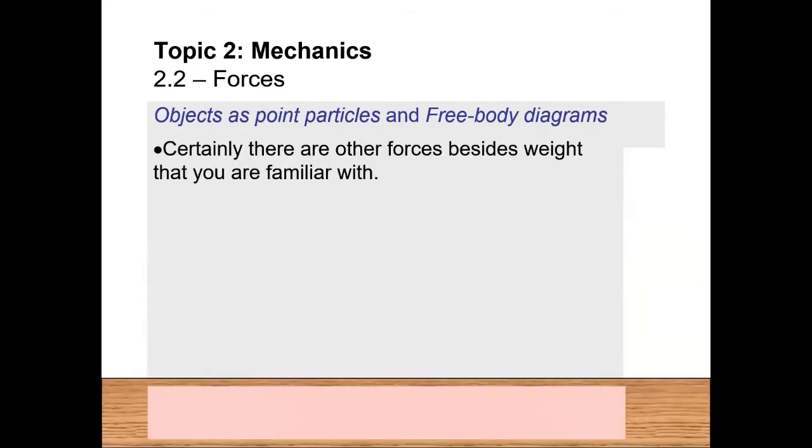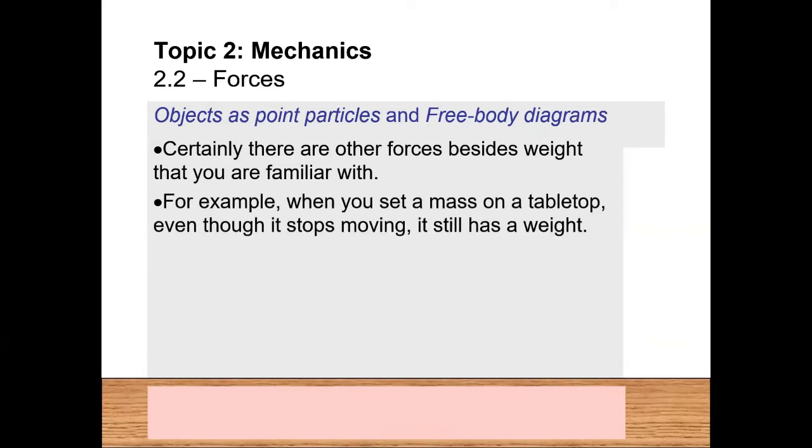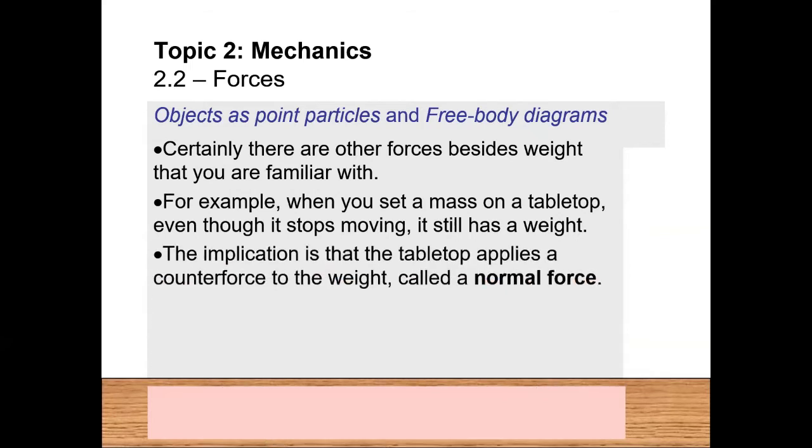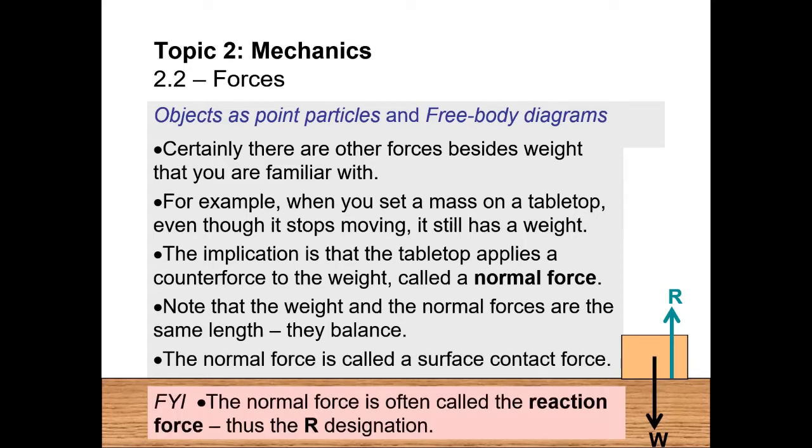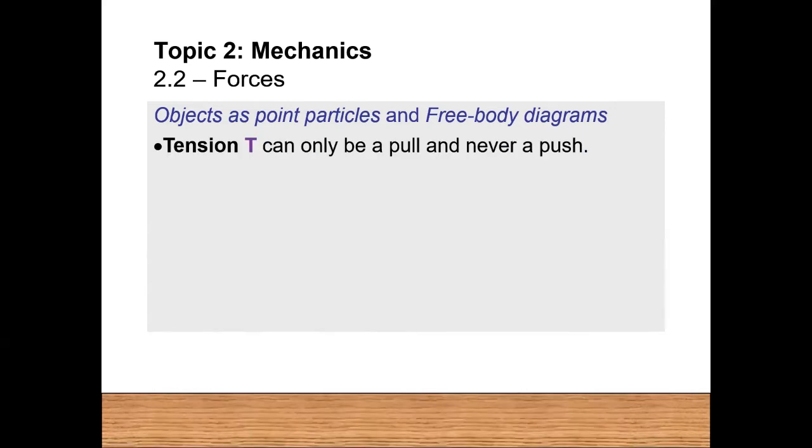Certainly, there are other forces besides weight that we are familiar with. For example, when you set a mass on a tabletop, even though it stops moving, it still has a weight. The implication is that the tabletop applies a counterforce to the weight, called the normal force. Note that the weight and normal force are the same length; they are balanced, or in equilibrium. Normal force is often called a reaction force as well. Tension T can only be a pull and never a push.